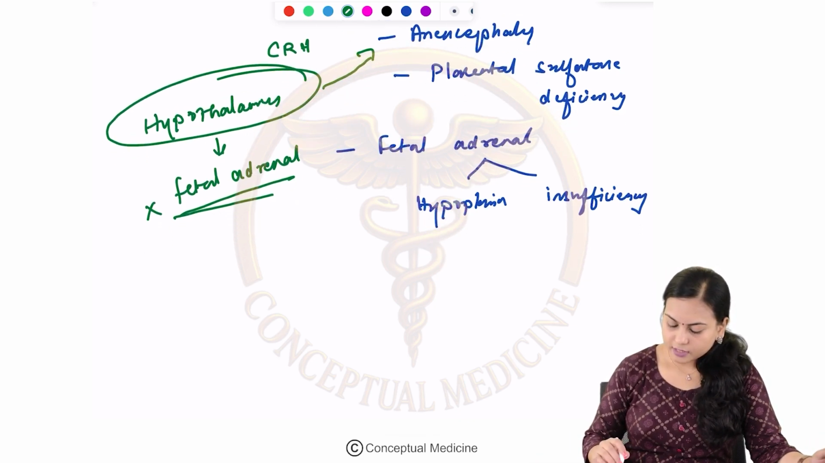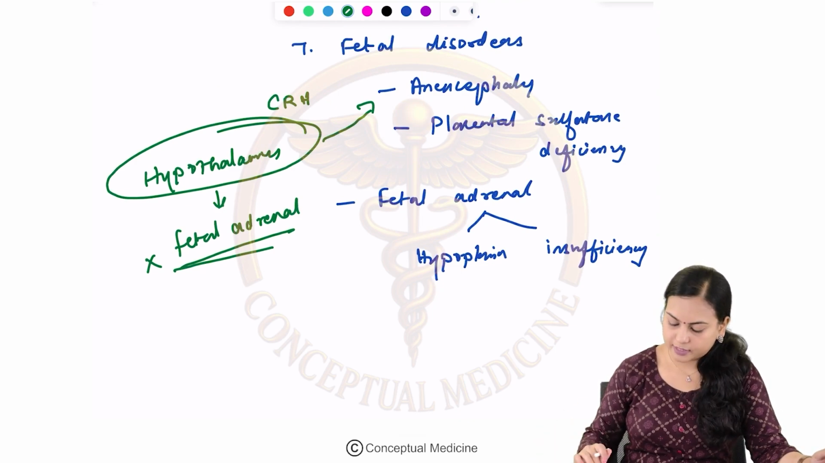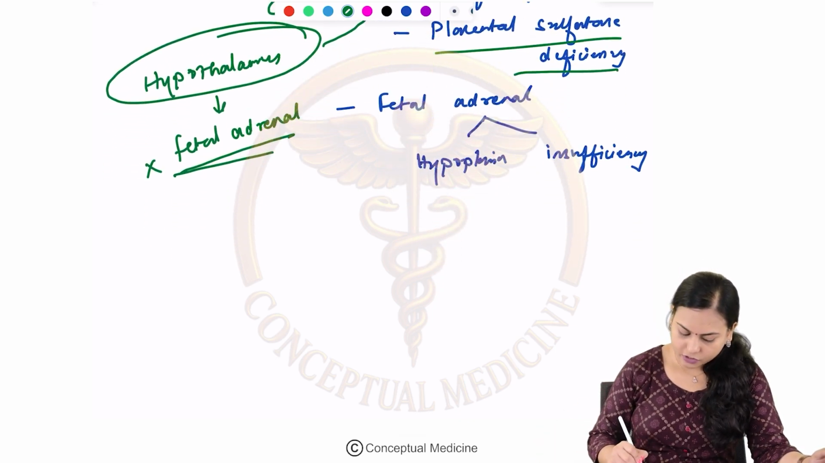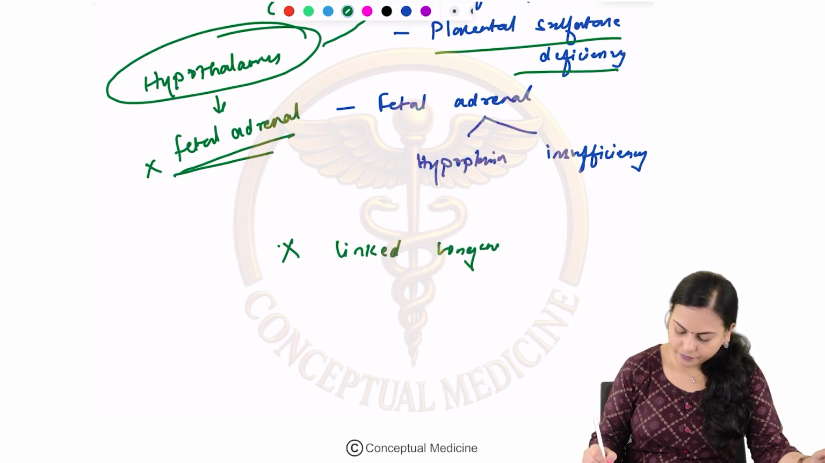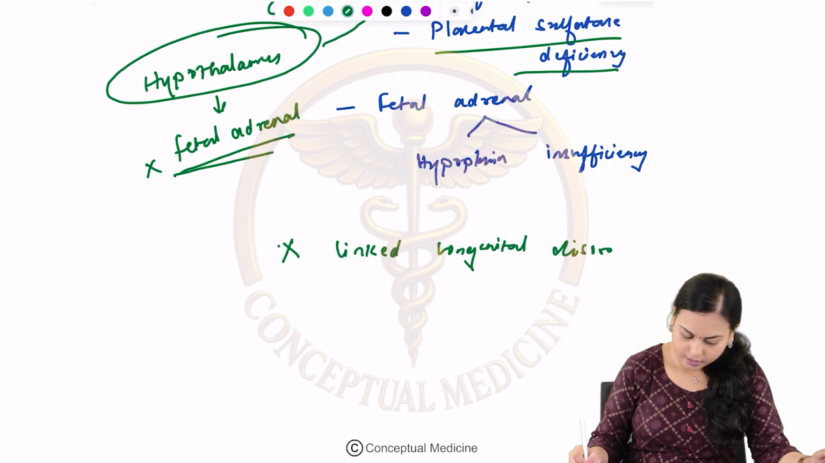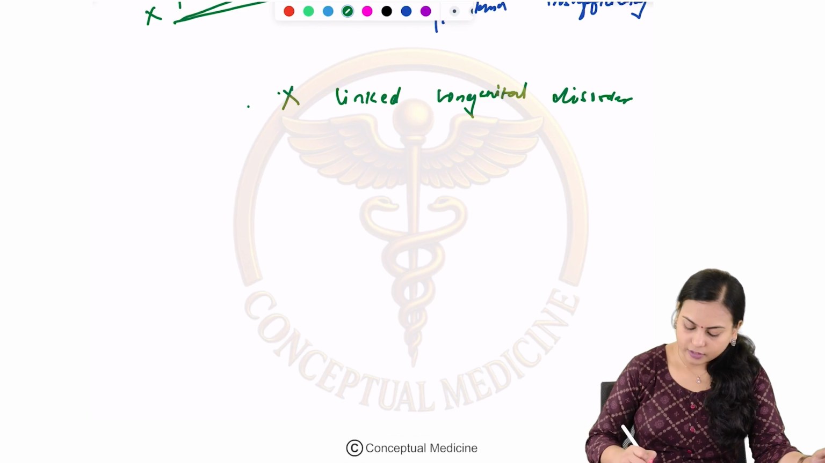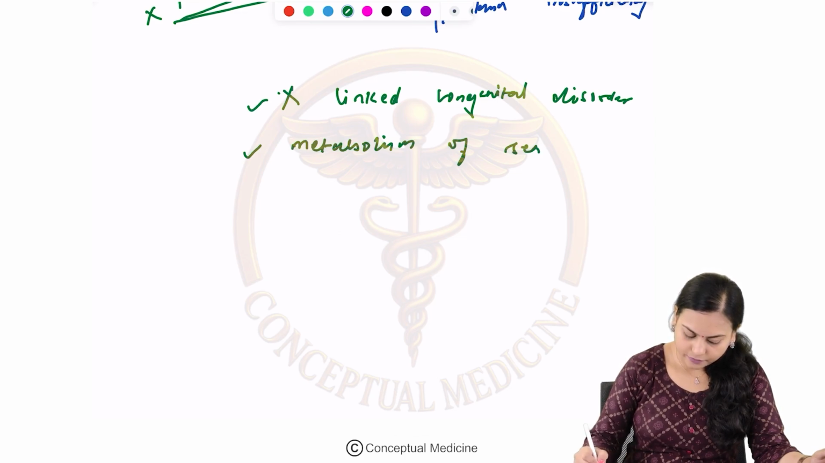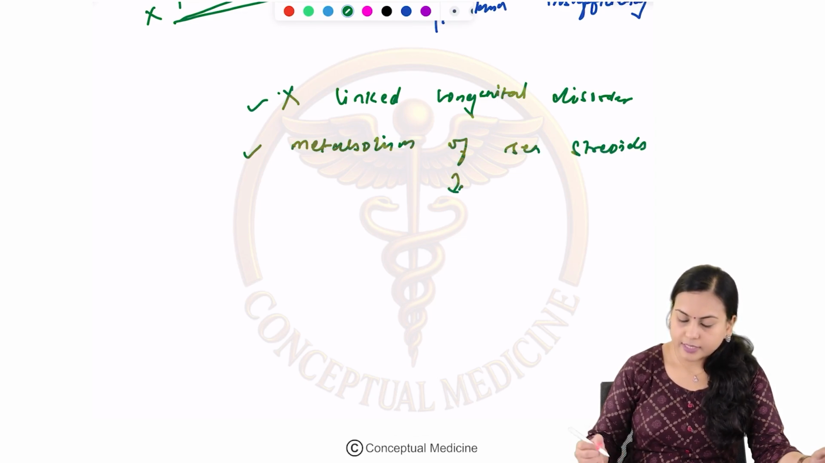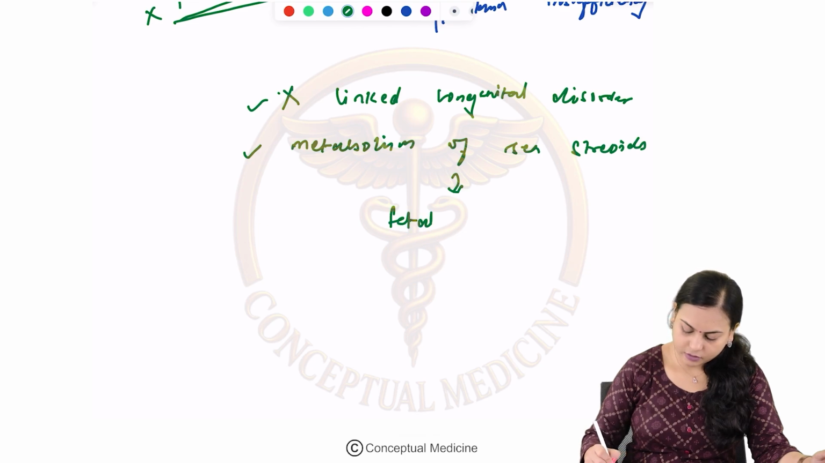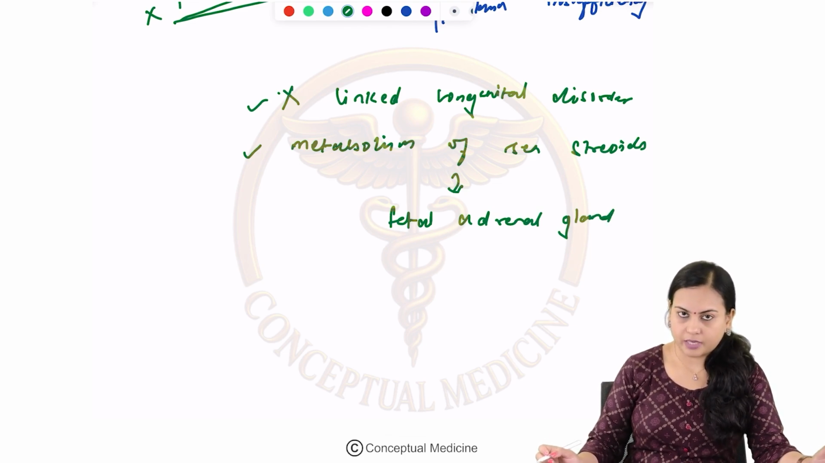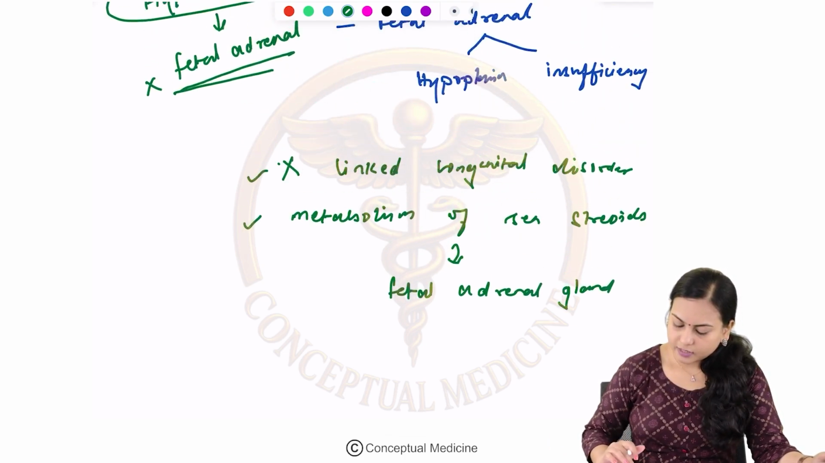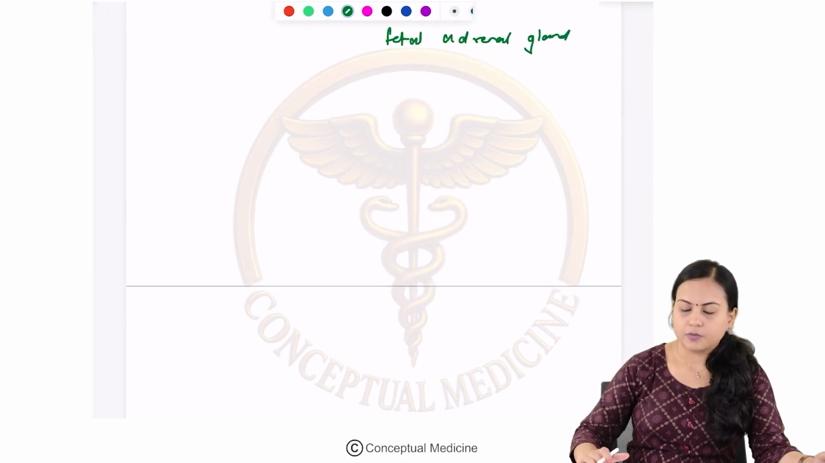So, all these things will lead to postterm pregnancy, and especially placental sulfatase deficiency, which is an X-linked congenital disorder. This enzyme is responsible for the metabolism of sex steroids that are secreted from the fetal adrenal gland, before they are transferred to the maternal circulation. So, any defect in this enzyme will also lead to postterm pregnancy.